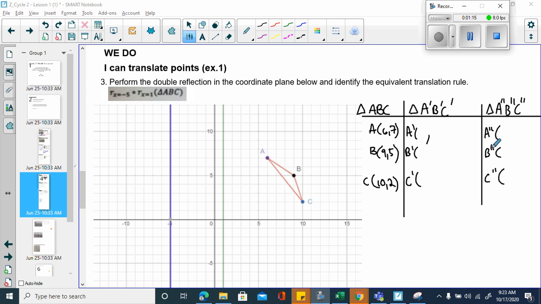When you're doing a composition, you have to do the transformation on the right first, and then the one on the left second, because the order matters. If you do it in the opposite order, it will affect your final answer. So you need to go from right to left when you're doing a composition of transformations. The first one we're going to do, and then we're going to see if we can identify a pattern.